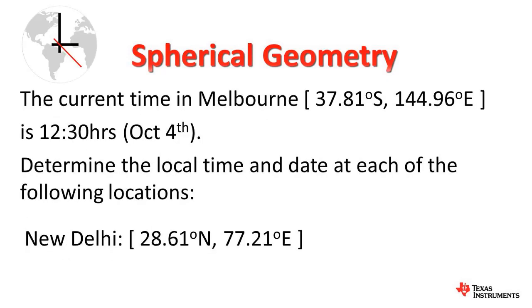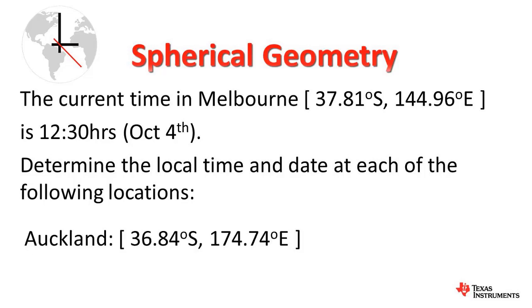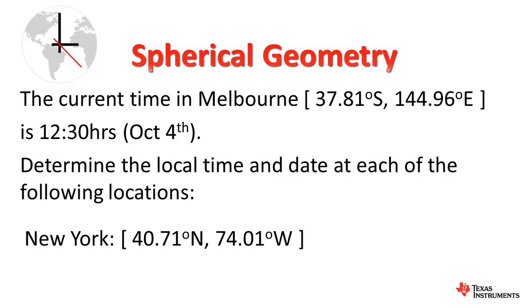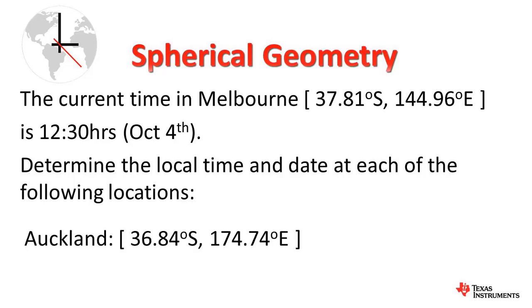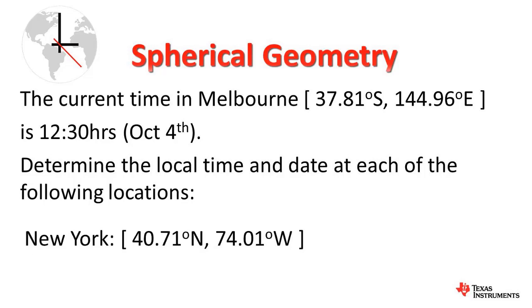We've got another question over here. It says the current time in Melbourne is 12:30 p.m. on October the 4th, 2017. Determine the local time and date at each of these locations. So we've got the coordinates for Melbourne, and we're obviously going to focus on longitude, so we'll use that as 145. Then New Delhi, we are going to look at the longitude as 77. Auckland would be 175, and New York is 74. Because it's west, I'll put a negative value there.